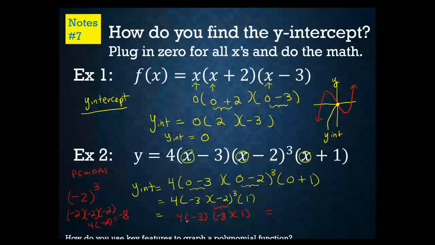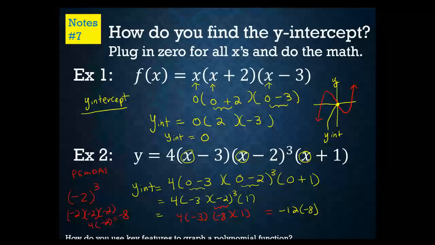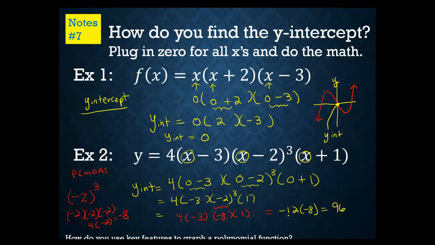All right, so we need 4 times negative 3. That would be negative 12 times negative 8. Times 1 doesn't matter at the back. So whatever negative 12 times 8 is, it should be 96 positive. Times the back one would still be 96.